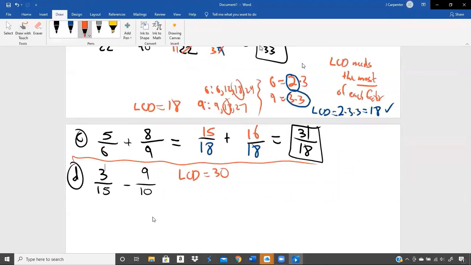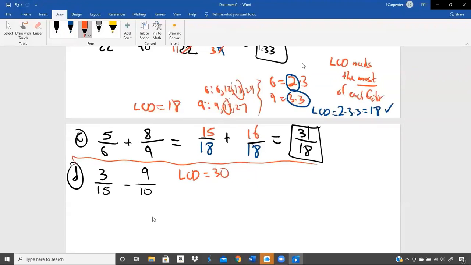For instance, if I asked you to find the LCD between 11 and 17, you're going to be listing a lot of multiples before you get to that LCD, which is coincidentally 11 times 17. I say coincidentally because there's no common factors. If there's no number that goes into both of the denominators besides 1, you can actually just multiply them to get the LCD. But that wasn't the case for either of these two. 6 times 9 is definitely not 18. 15 times 10 is not 30.